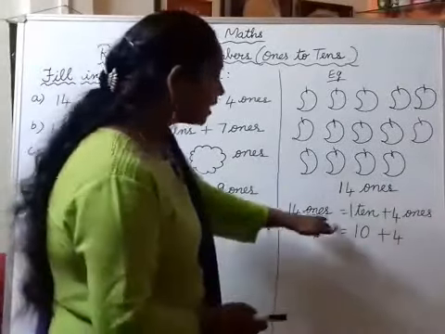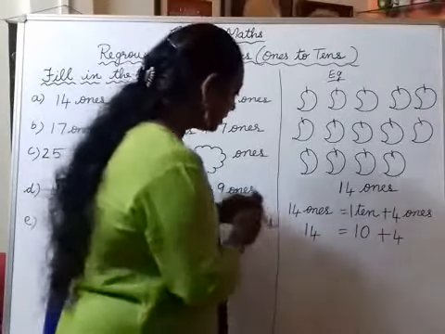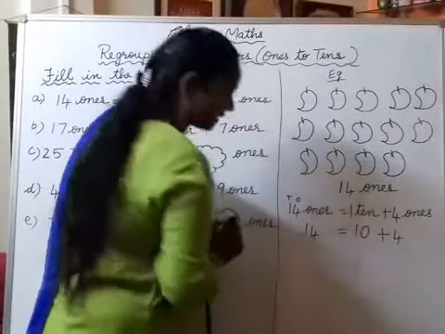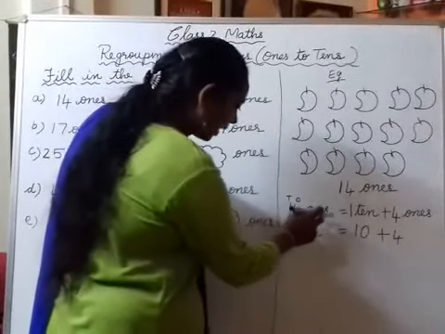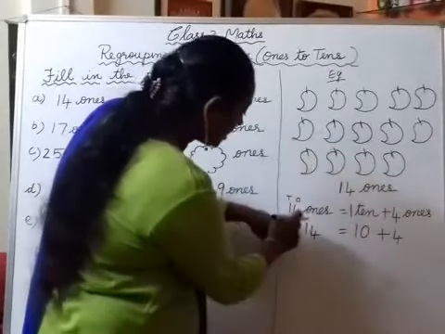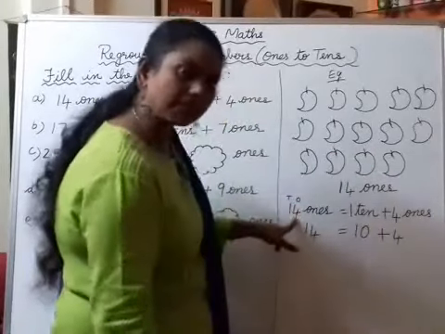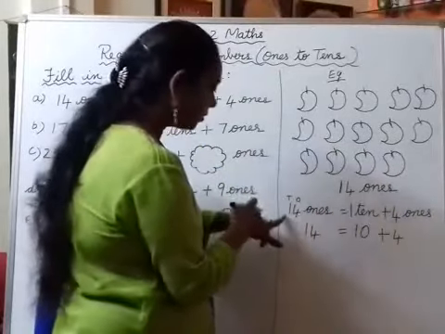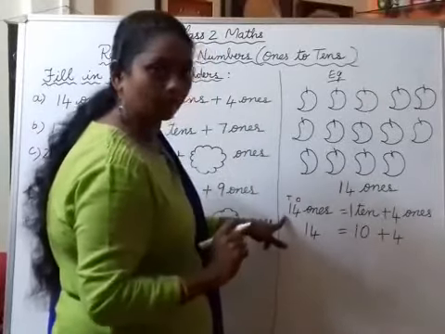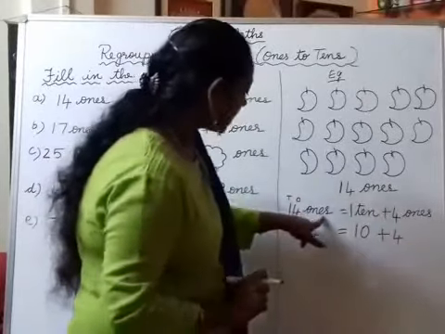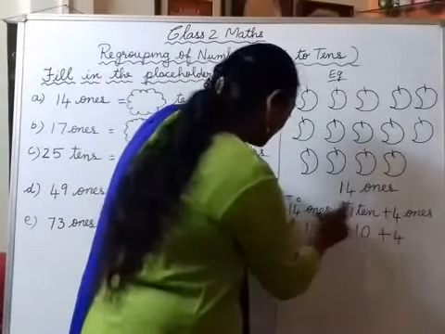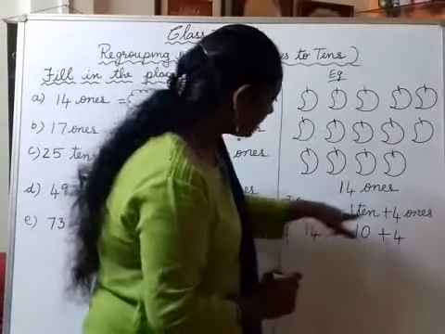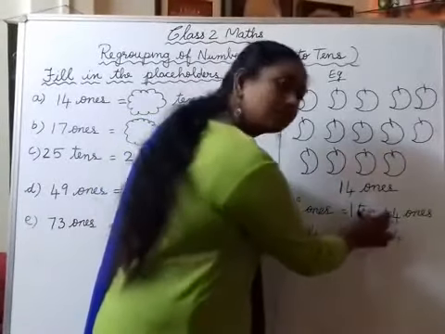So 14 ones को कैसे लिखेंगे? You have to write it as ones, tens. ये 14 ones में ones और tens. जो ये 4 है ये ones place में ही रहेगा and the 1 will go to tens place. Tens place में carry forward करेंगे. So 14 ones में 1 ten है. This 1 will be tens and the 4 will be ones. 1 ten plus 4 ones.